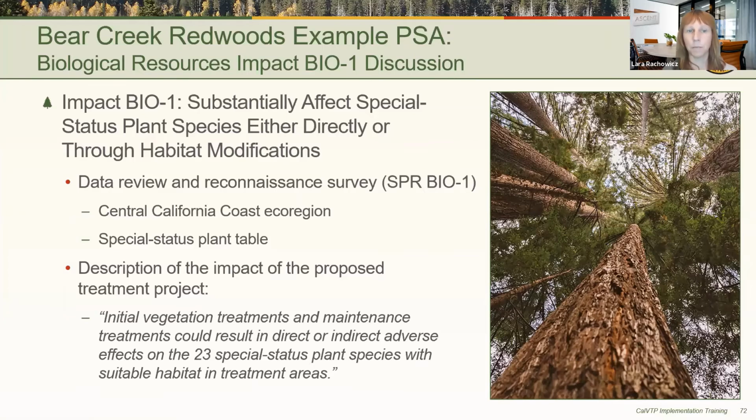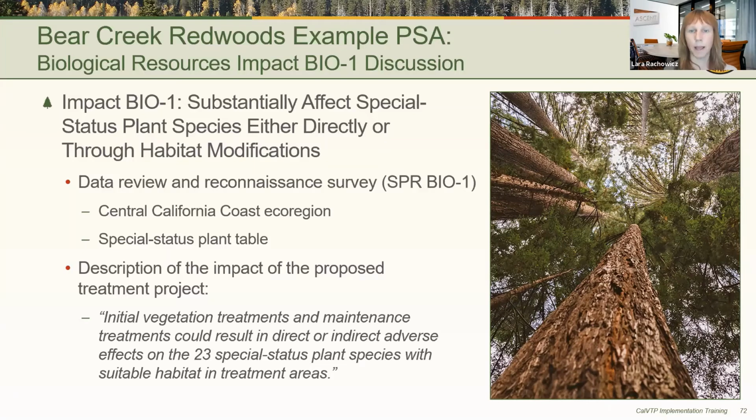Now we'll walk through the Bear Creek Redwoods PSA for the biological resource analysis for impacts to special status plants and then to special status wildlife. First is impact Bio 1, which looks at whether a project would substantially affect special status plant species, either directly or through habitat modifications.